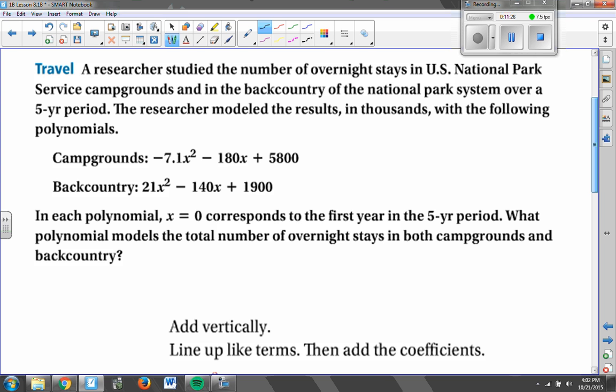Okay. Each polynomial, when x is 0, that's the first year of the 5-year period. Okay. So if we went out to 5 years, x equals 5, that would be the end of our study.